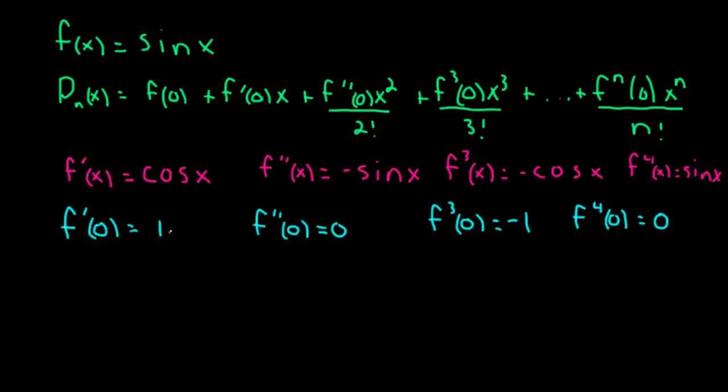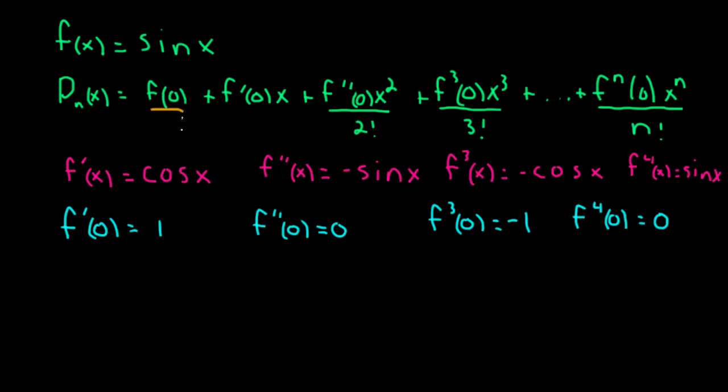So cosine of 0 is 1, sine of 0 is 0, cosine of 0 is 1, but it's negative, so it's negative 1. And finally, the fourth derivative evaluated at 0 is 0. So let's just go ahead and fit this pattern.